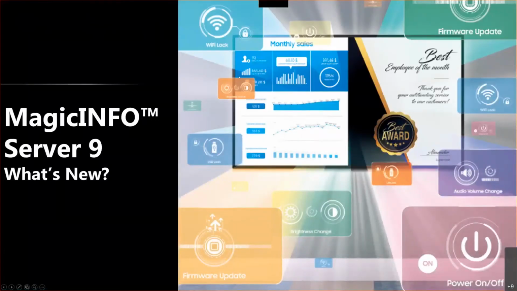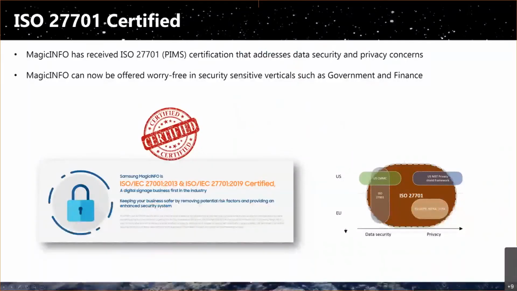So what's new in MagicINFO9? The first great news is MagicINFO9 is now ISO 27701 certified. That's the Personal Information Management System certification that MagicINFO received this year. It covers both data security as well as your privacy concerns. So now if you're a customer and someone asks you, hey, is MagicINFO in compliance with European GDPR standards or California CCPA privacy standards or HIPAA standards? You can confidently say, yes, it is. This is something huge that we received this year.